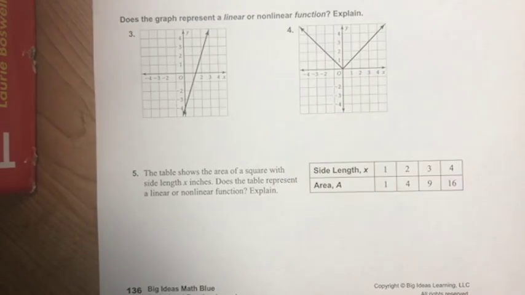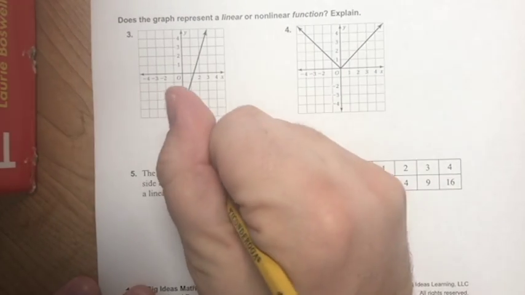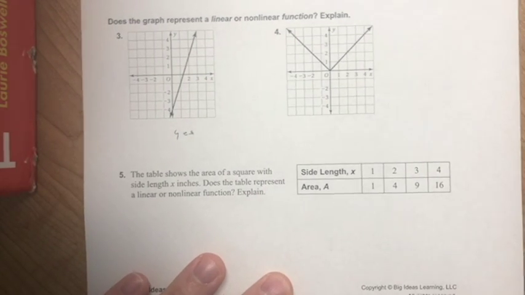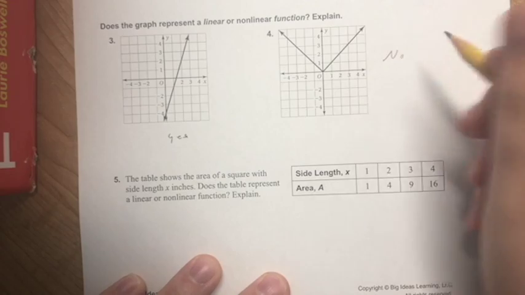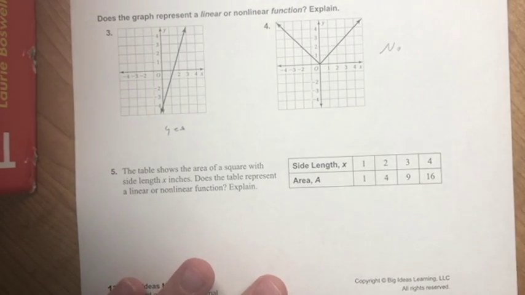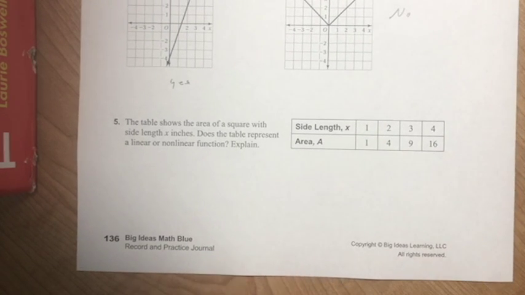So let's look at number 3. Is this linear? Yes. Why? It's a line. Is 4 linear? No, it's not. It's not a line. It's a little thingy. This is actually what we call an absolute value equation, but anyway, it doesn't really matter. Look at number 5. Number 5, the table shows the area of a square with side lengths x inches. Does the table represent a linear or nonlinear function?